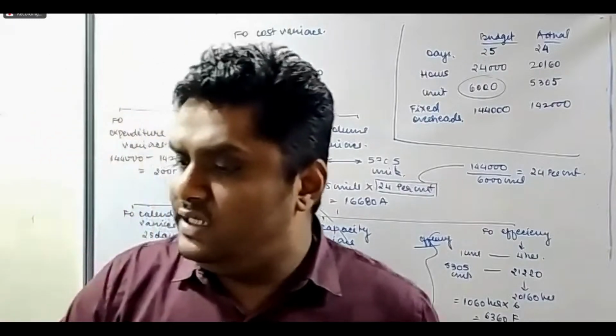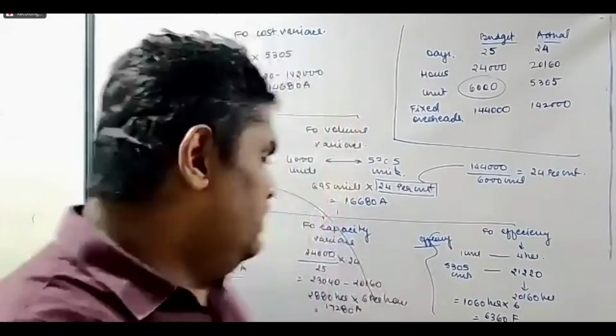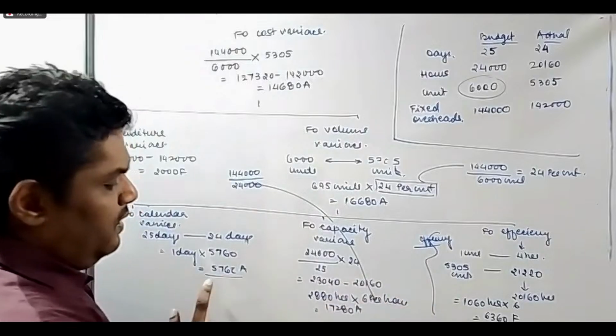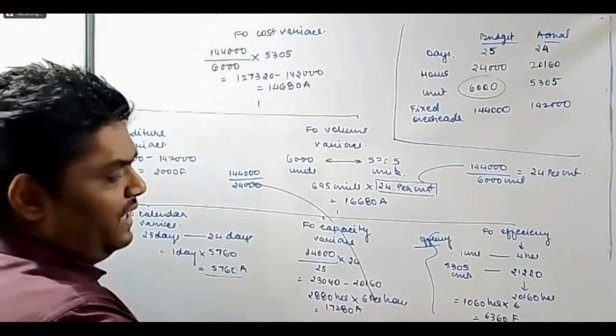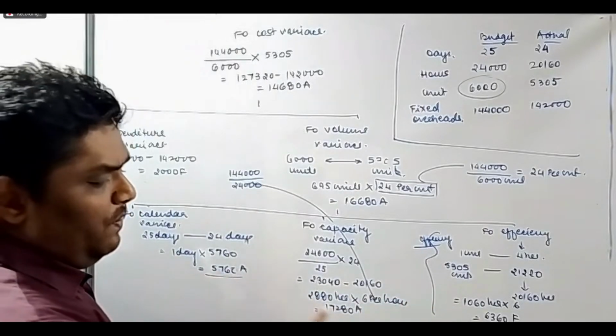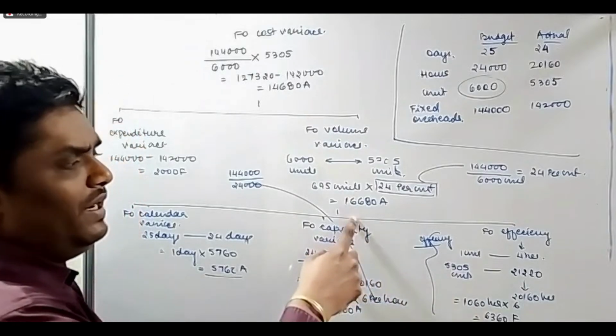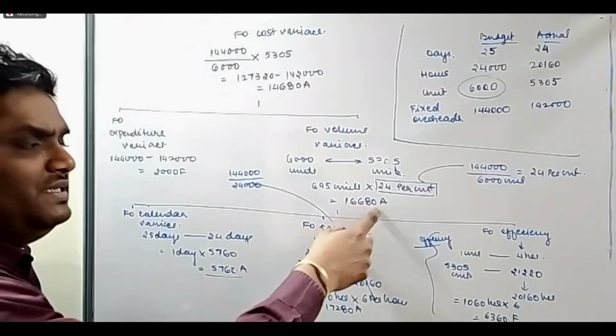Sir, we want to check the total adverse and favorable. See, this one is adverse, this one is adverse, and this one is favorable. So minus, minus, and plus. So 5760 plus 17280 minus 6360. You will get the final figure, that is 16680 minus.